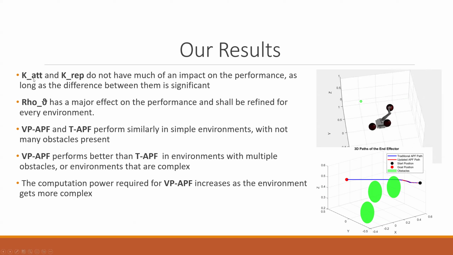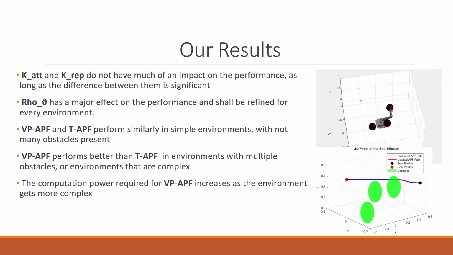So based on multiple simulations with the two algorithms, we conclude the following. We conclude that the K attraction and K repulsive scalable parameters do not have much of an impact on the performance as long as the difference between them is significant. We note that the rho data has a major effect on the performance and should be refined depending on the specific environment the robot is in.